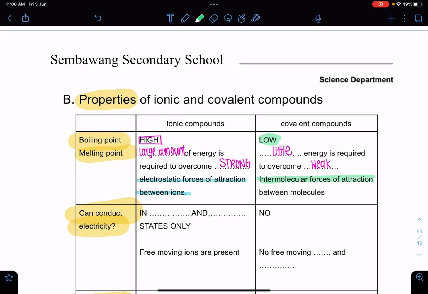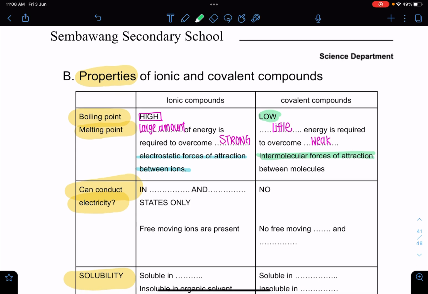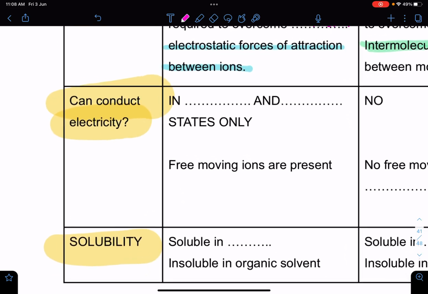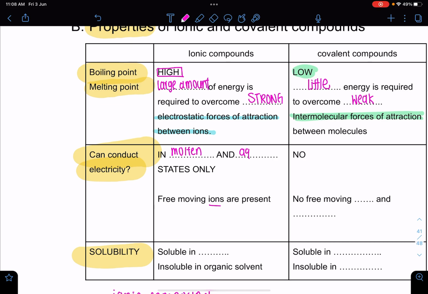Now, for the second property, can ionic compounds and covalent compounds conduct electricity? To be able to conduct electricity, basically you need something to carry the electrical charges. So this can exist in the form of either ions or electrons. In ionic compounds, yes, ionic compounds can conduct electricity, but only in molten and aqueous states.